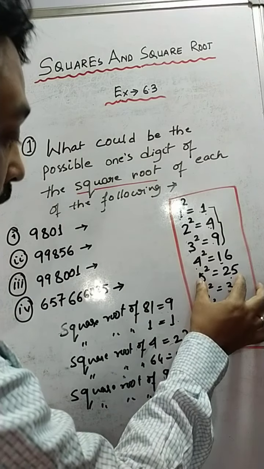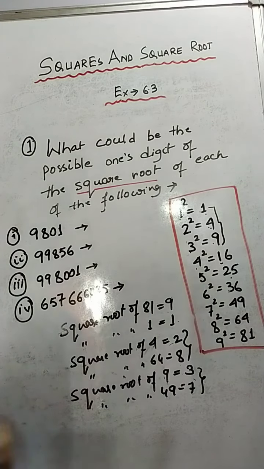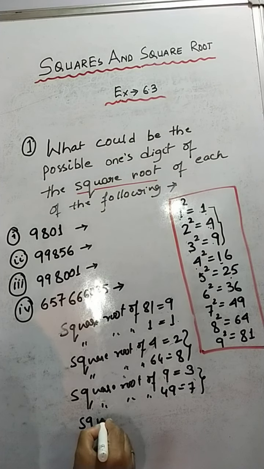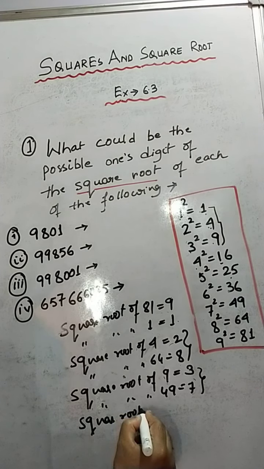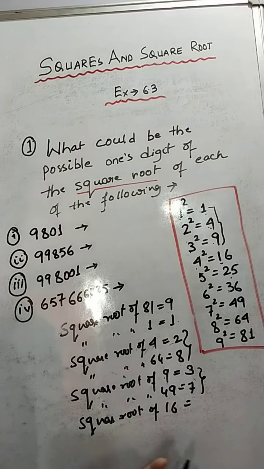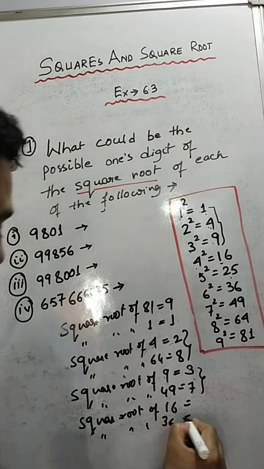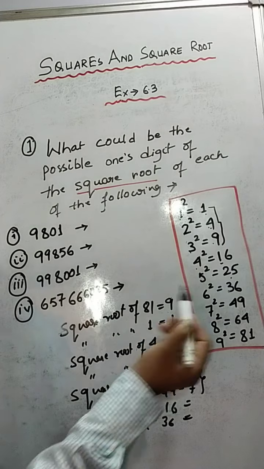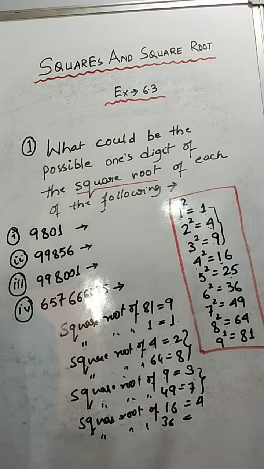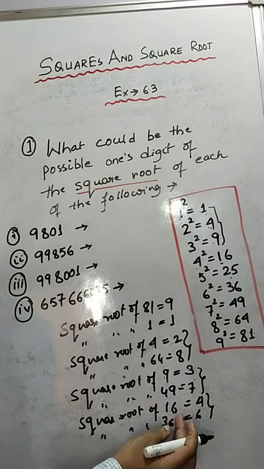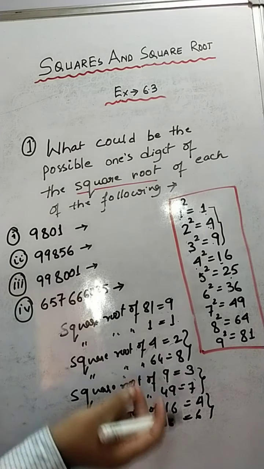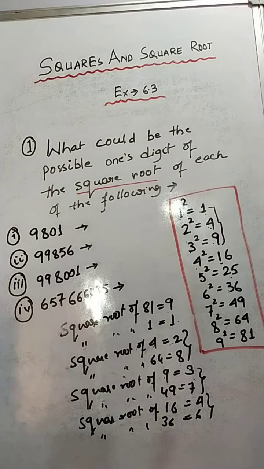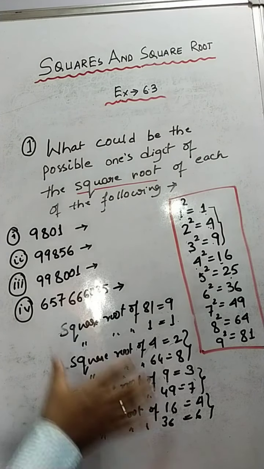Now again, what is the square root of 16? Or what is the square root of 36? Carefully observe that these two numbers are carrying 6 as a unit digit. So what are the possibilities? Either it could be 4 or it could be 6. And if any number is ending with 5, then the only possible one digit number would be 5. So with this concept, we will do all those things.